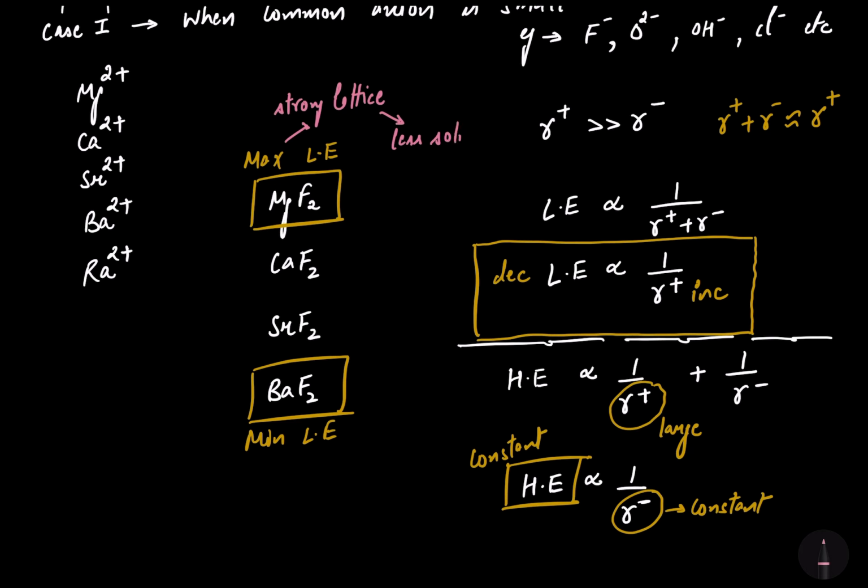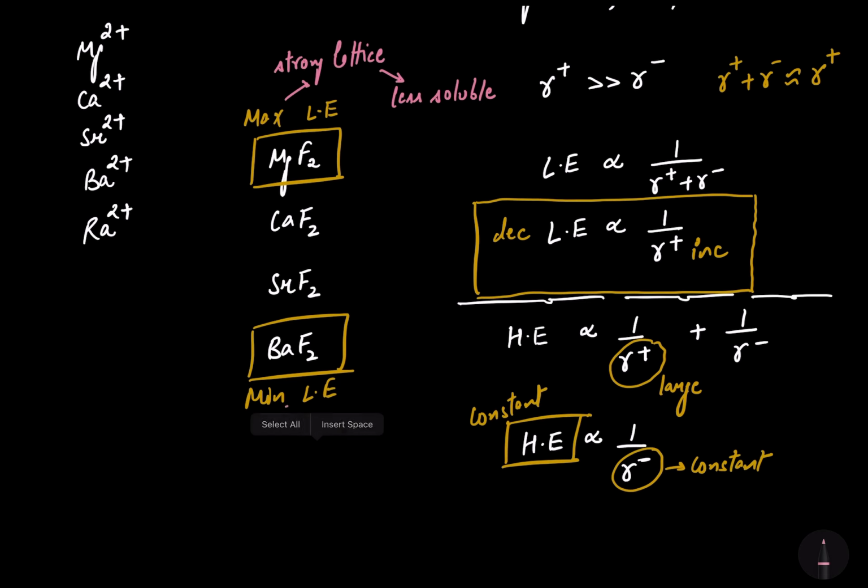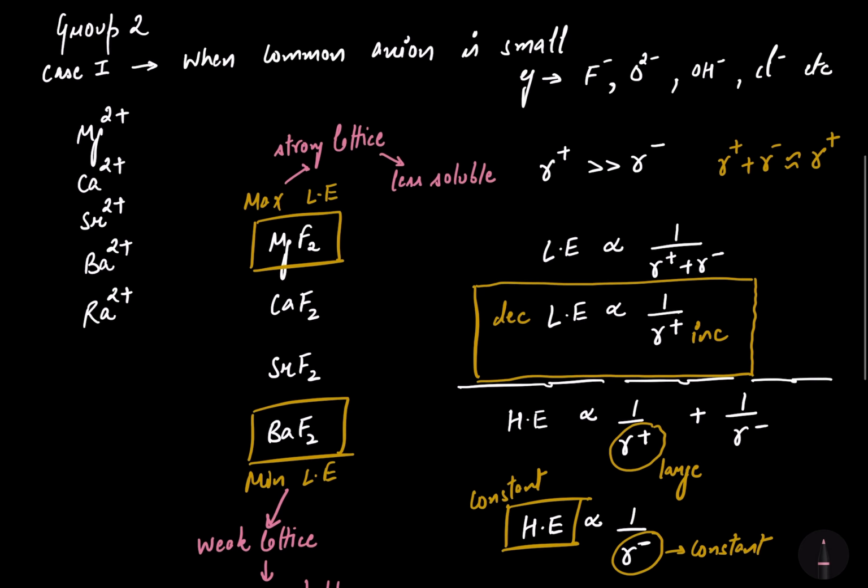Now, let's talk about barium fluoride. It has a minimum lattice energy, which signifies that the lattice of barium fluoride will be very weak. It's a weak lattice. Being a weak lattice, it has more solubility. It will be more soluble. So that's case number 1, when the common anion is small.